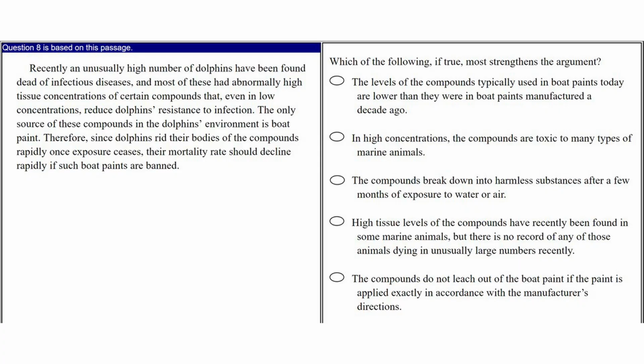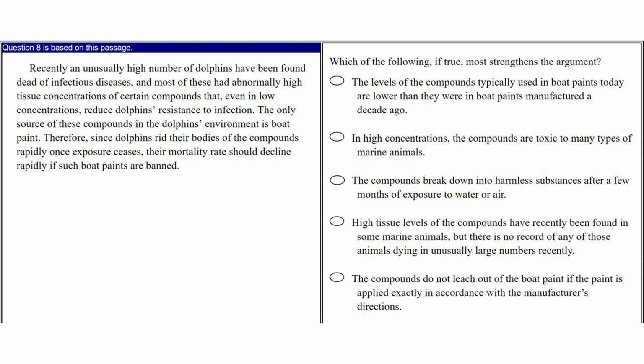This question from ETS Power Prep asks, which of the following, if true, most strengthens the argument? If you want to, just on the tips I've already given, you could try to pause the video and get this question right yourself. If not, I'm going to read through it and show you exactly how this trick works. The question is, recently an unusually high number of dolphins have been found dead of infectious diseases, and most of these had abnormally high tissue concentrations of certain compounds that, even in low concentrations, reduce dolphins' resistance to infection.